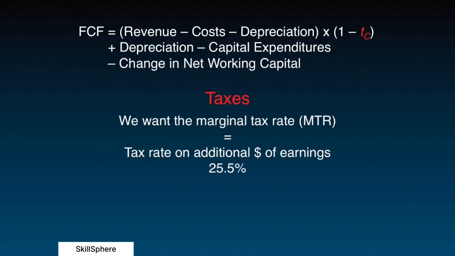And then the last piece of this puzzle is taxes. I want the marginal tax rate. I want the tax rate on an additional dollar of earnings. I'm going to assume that's 25.5%.